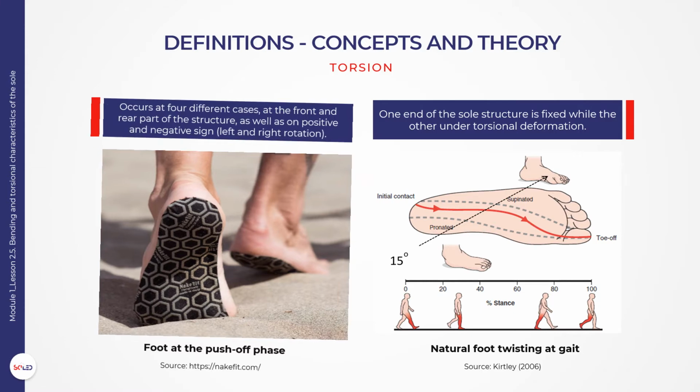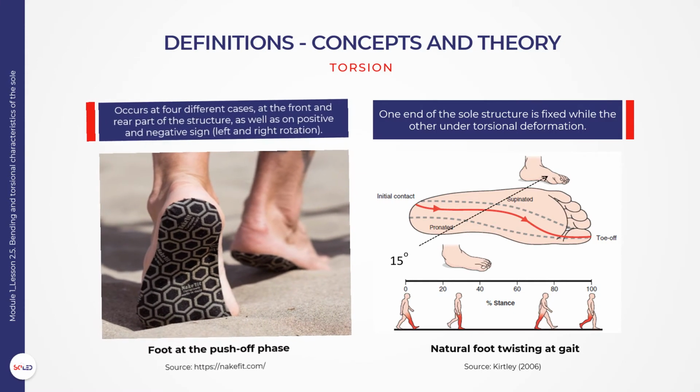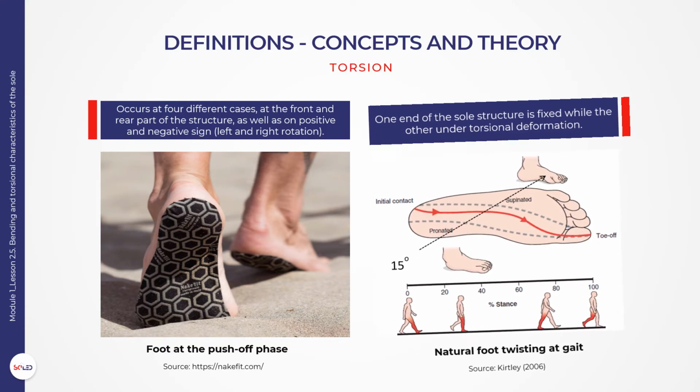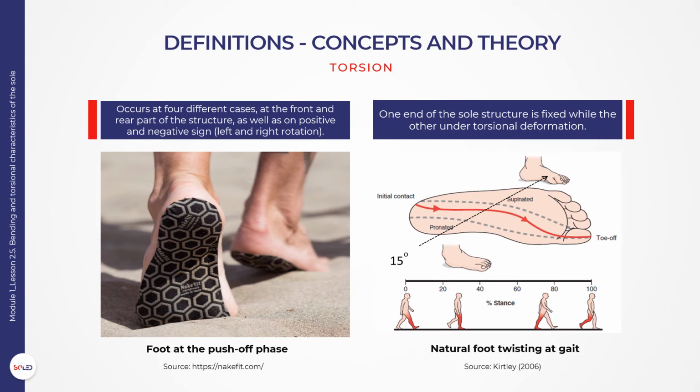Twisting occurs in 4 different cases, at the front and rear part of the structure, as well as in positive and negative sign, left and right rotation. Typical angles of twisting are of the order of 15 degrees. In any case, one end of the sole structure is fixed while the other is under torsional deformation.